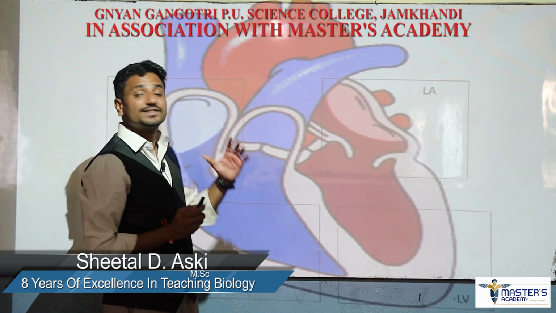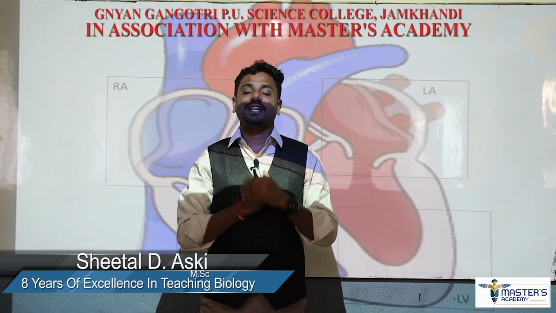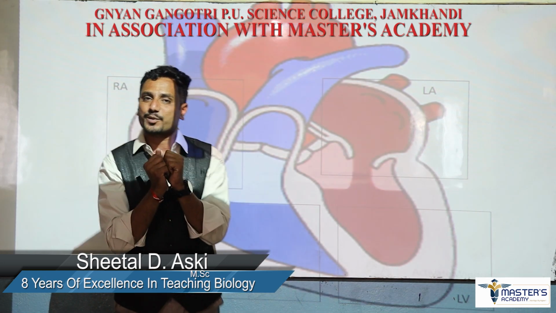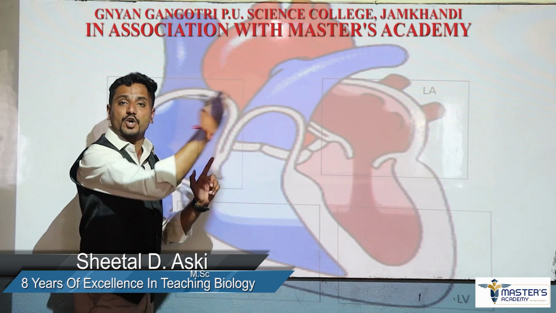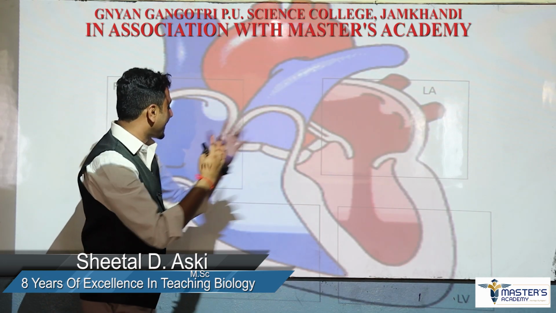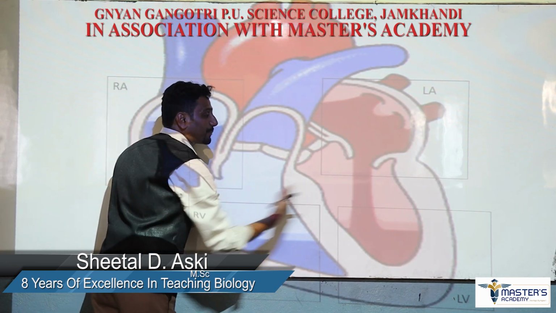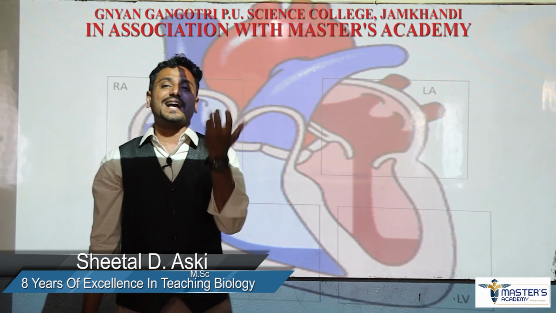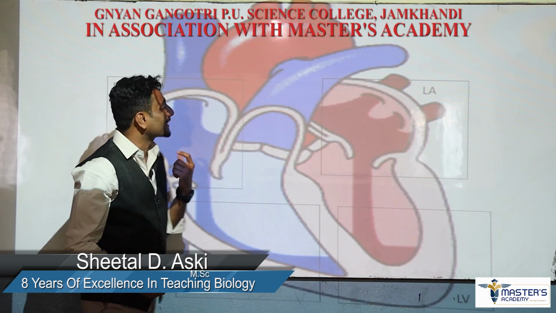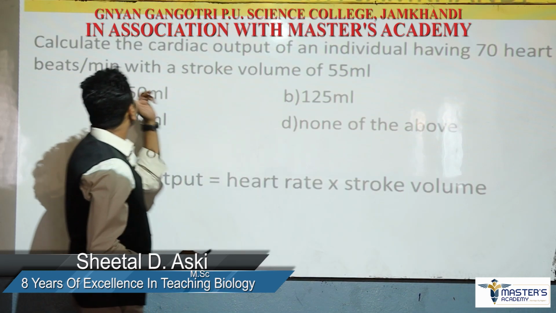Then the other one is cardiac output. What is that cardiac output? As I told, stroke volume is the amount of blood pumped out from the heart per beat, but cardiac output is the amount of blood pumped out from the heart per minute. That is our cardiac output. So we'll go back to the question of what he asked here.